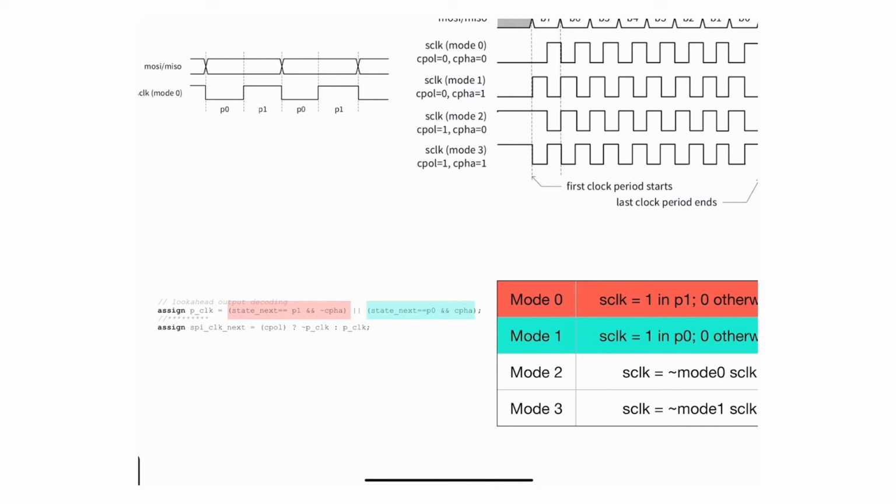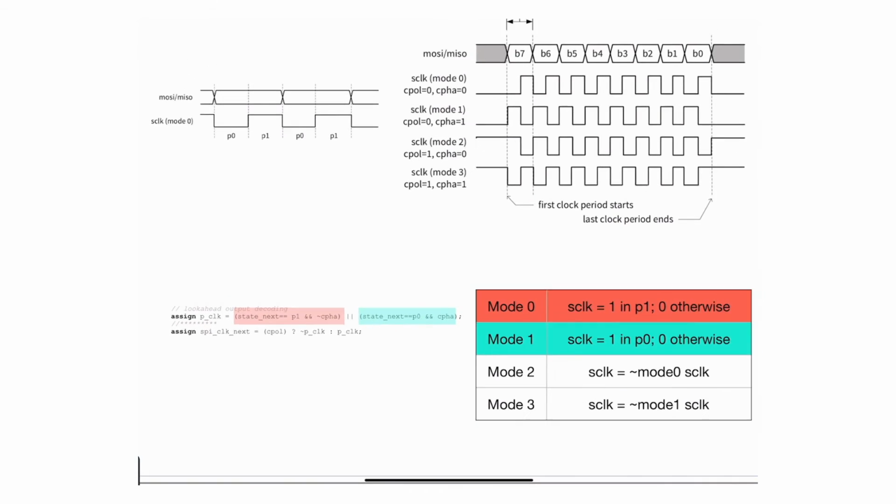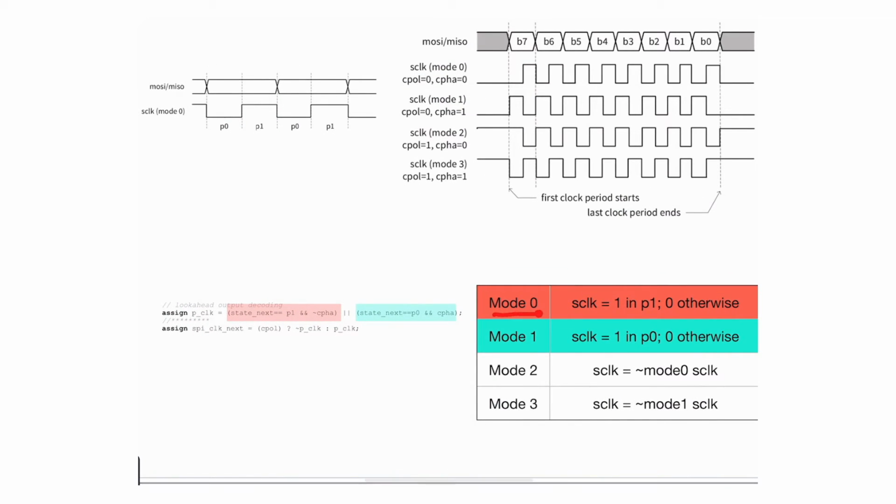It tells me if the next state is P1, and currently my C phase is not asserted, basically it's 1. So if this is here and then this is 1, I want the P clock to be asserted, to be on the 1. So let's see what's happening in here. What's happening in mode 0, this is actually what's capturing. It's telling me S clock would be 1 in P1. So during P1, I need the clock to be 1.